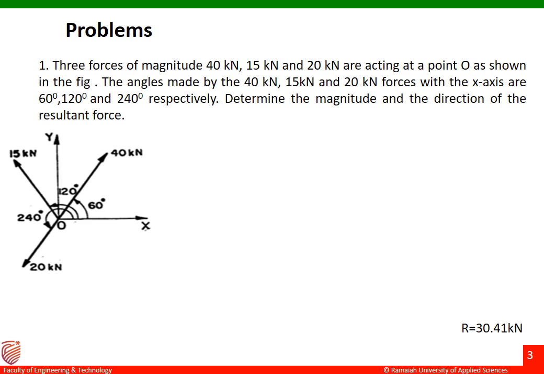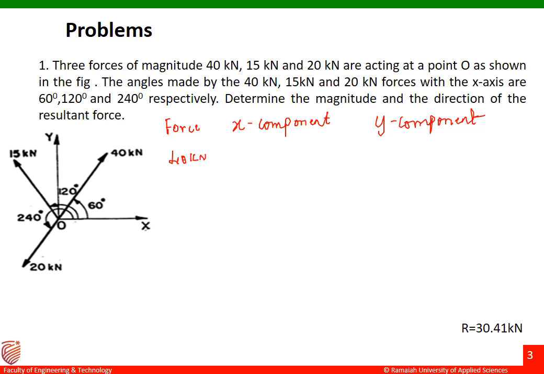So let us prepare tabular data and then we can find out the answer for R. My first column would be force, second column would be X component, and third column would be Y component. The first force is 40 kilonewton.